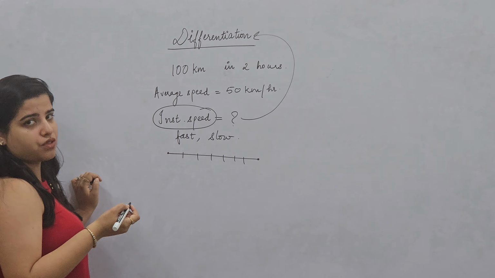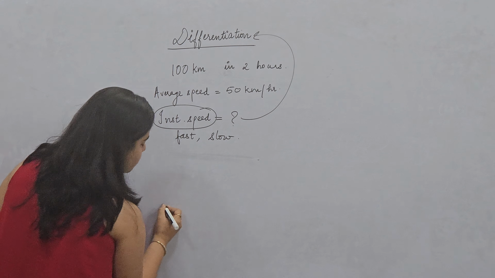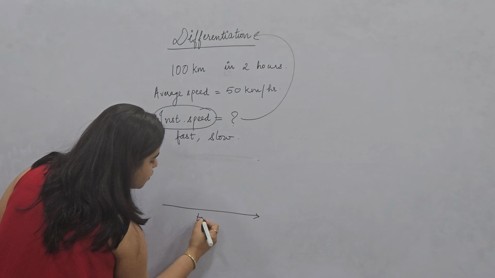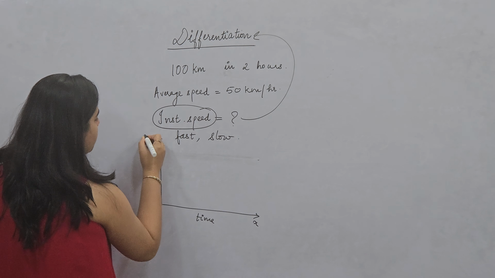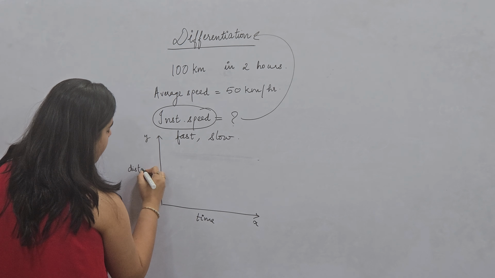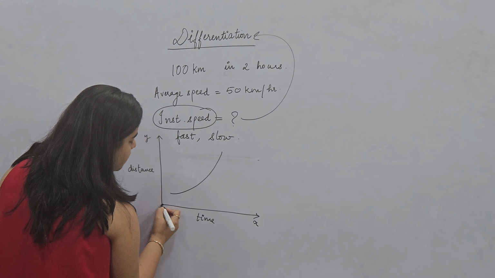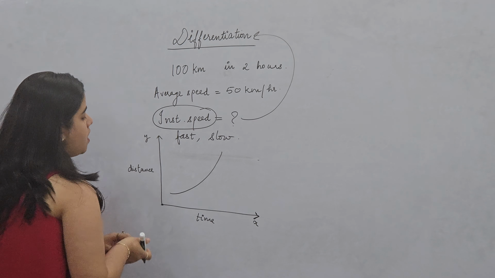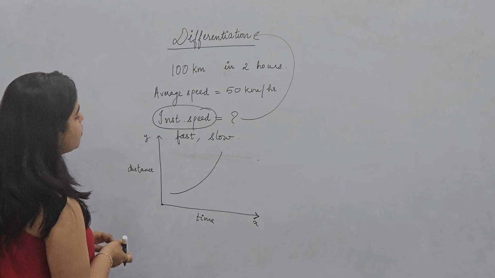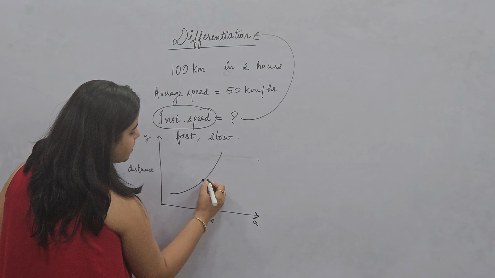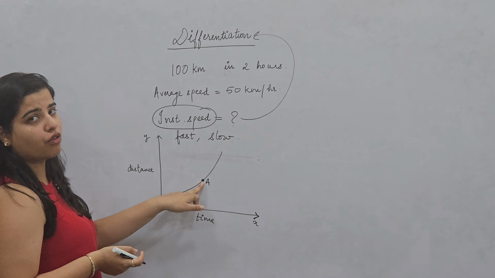which is differentiation. Okay, so let's understand with the help of a graph. Suppose you have a horizontal x-axis which represents time, and a vertical y-axis which represents distance. The curve of the distance that the person has covered in a specific time is shown with the help of a curve. Now suppose you have to find the speed of that person at point A, at a particular instance.